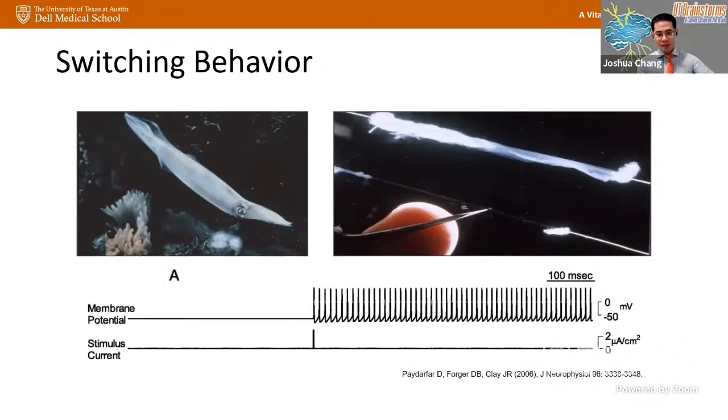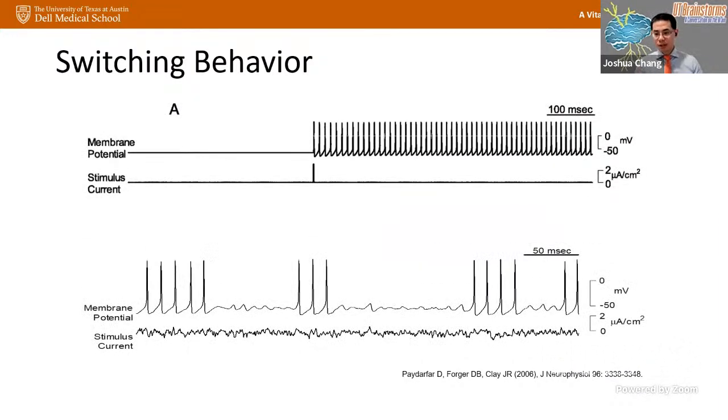So here is that cell, the squid axon again. And in the same paper, what they did was they started giving noise to the system. And as you can see here, the amplitude of the noise is smaller than the amplitude of the single pulse. And what they found is that by giving noise, they were able to have the system switch back and forth between the repetitively firing state and the quiescent state.